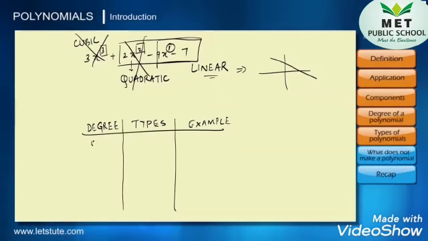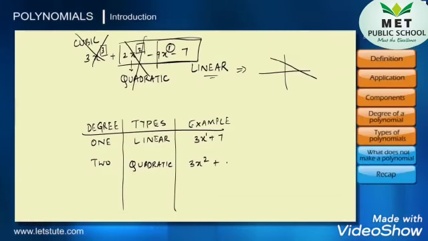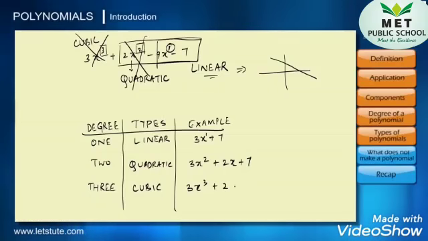So, when the degree of any polynomial is 1, then we call it a linear polynomial. And here is the example, let's say 3x plus 7. Here x is a variable and its highest degree is 1. When the degree is 2, then we have a quadratic polynomial. Let's say, for example, 3x squared plus 2x plus 7. And here is the example where the degree of the polynomial is 2. And if the degree of a polynomial is 3, then we call it a cubic polynomial. For example, let's say 3x cubed plus 2x squared plus 7x plus 9. Here is the example with the highest power 3.